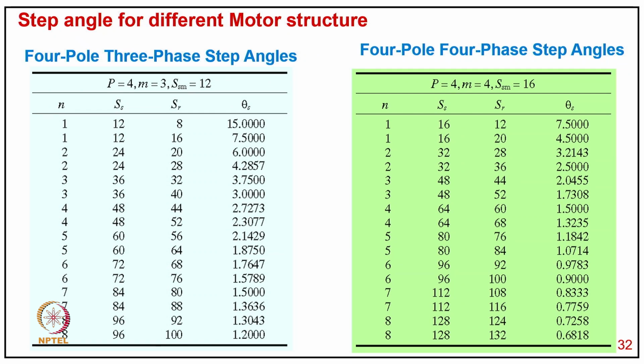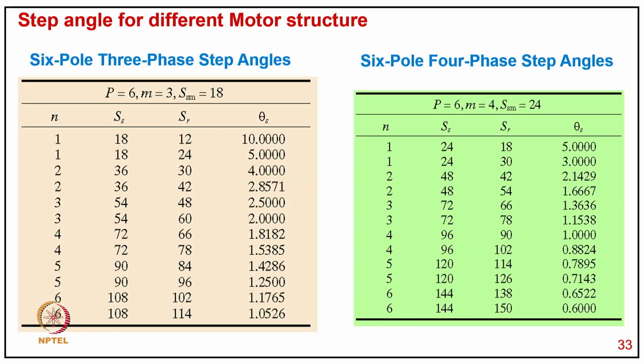So now coming to 4-pole 3-phase step angle. Again here P equal to 4, M equal to 3, and SSM equal to 12. So here again typically N equal to 1 to 8. So step angle goes from 15 degree to 1.2 degree. Similarly for 4-pole 4-phase, P equal to 4, M equal to 4, and SSM equal to 16. So keeping N equal to 1 to 8, you get the step angle starting from 7.5 degree to 0.6818.